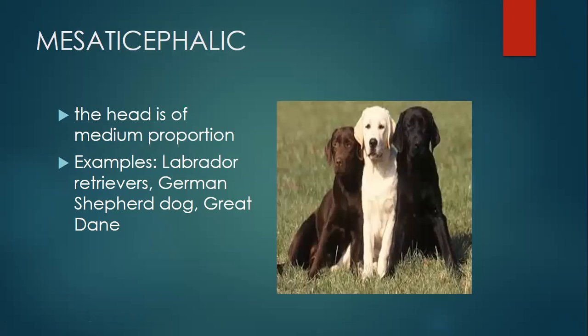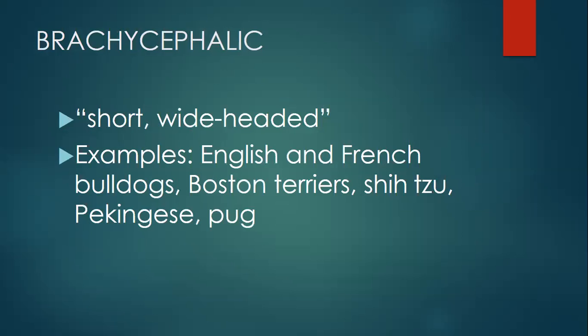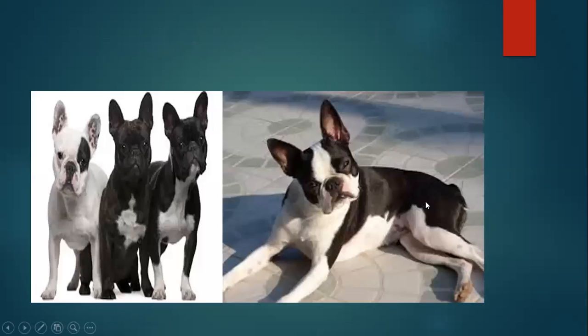Mesocephalic, you have here your Labradors, your German Shepherds, and your Great Danes. Your Aspen is also considered mesocephalic. And then we also have the brachycephalic. These are the dogs that have short and wide heads. Examples of these are the French and English bulldogs, the Boston Terriers, the Shih Tzus, the Pekingese, and the Pug. So we have here a Boston Terrier, and this is a Frenchie, French bulldog.